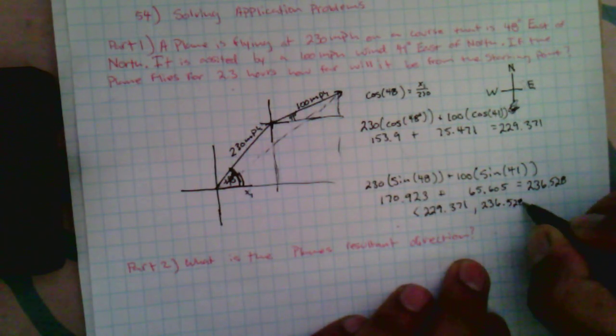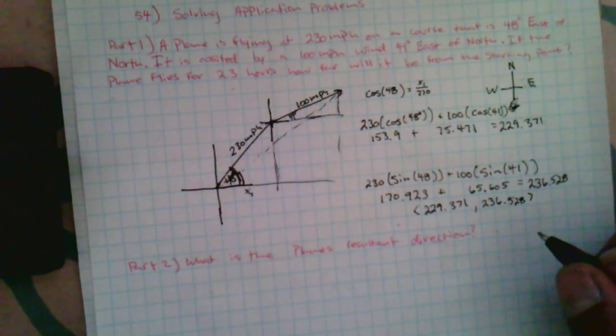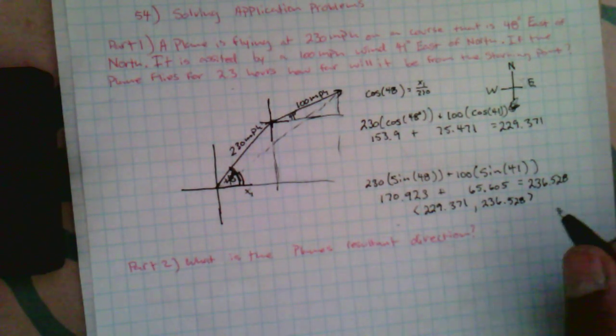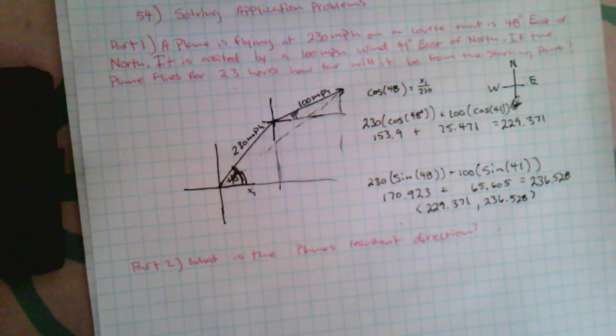236.528. Okay. So, and now that we have that, you're probably thinking, wow, that must be it, right? No, it is not. What we're going to now do is we need to find the total mile per hour.